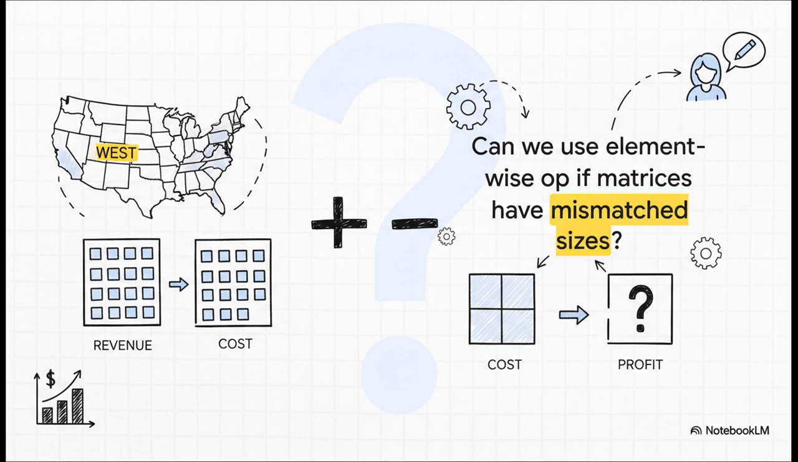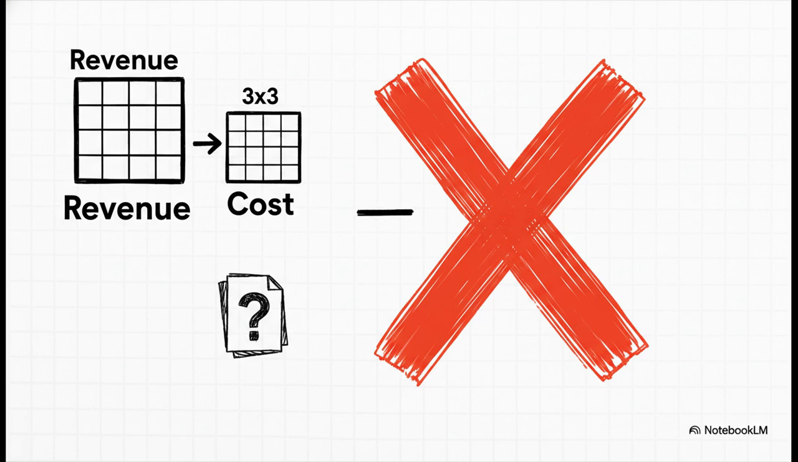The question is, can you perform that element-wise subtraction to get a quick and dirty profit estimate? And the answer, class, is an absolute, unequivocal no. You cannot. And this is what I find so elegant about this branch of math. It's not just some arbitrary rule from a textbook. The math is actually reflecting business reality.